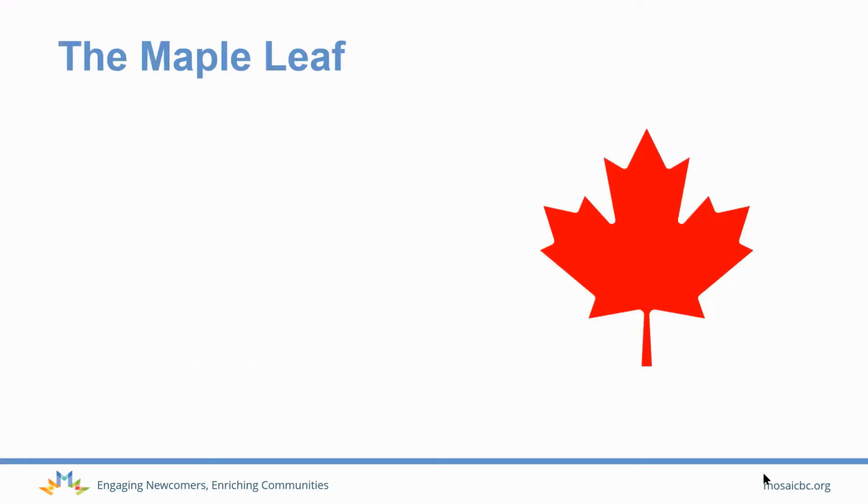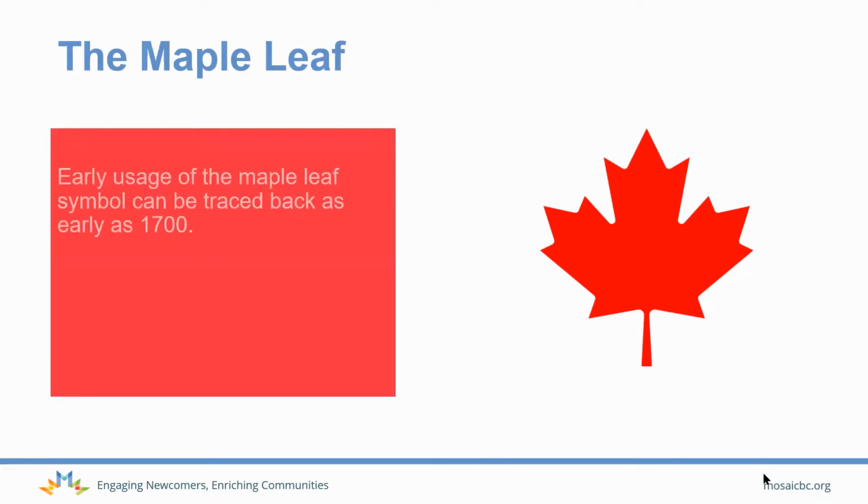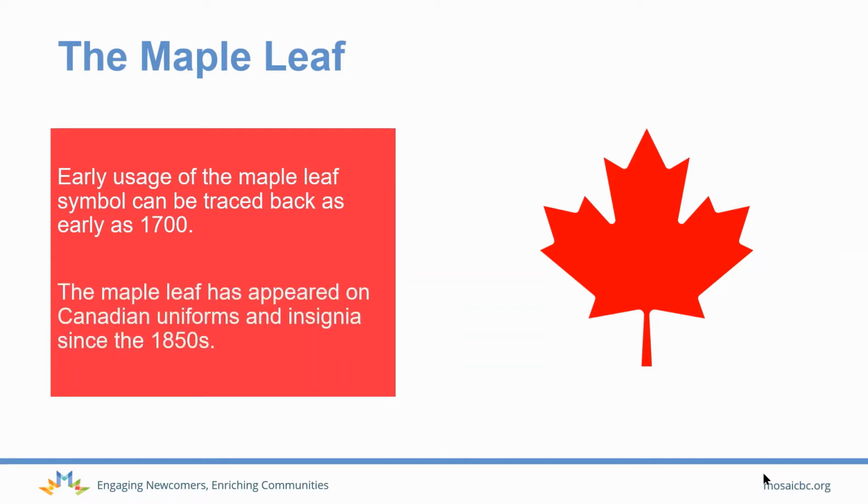And then you have the maple leaf, which is another symbol of Canada. You can track it back to the early 1700s. The maple leaf appears on the uniforms of soldiers since the 1850s. So it's one of the biggest symbols of Canada.